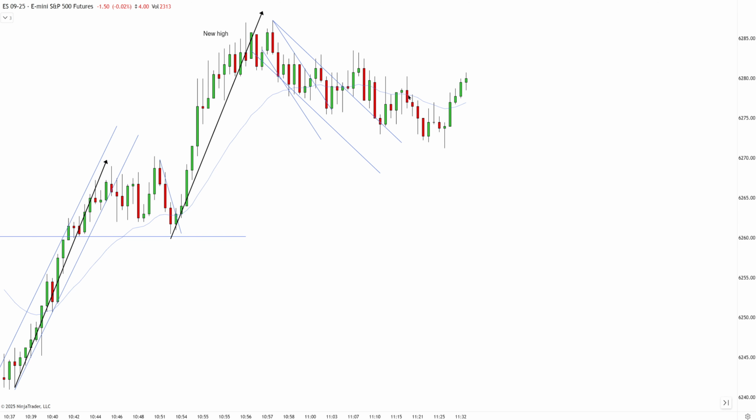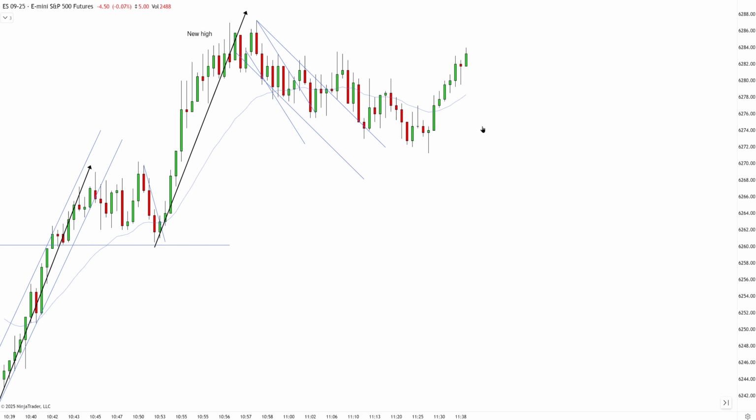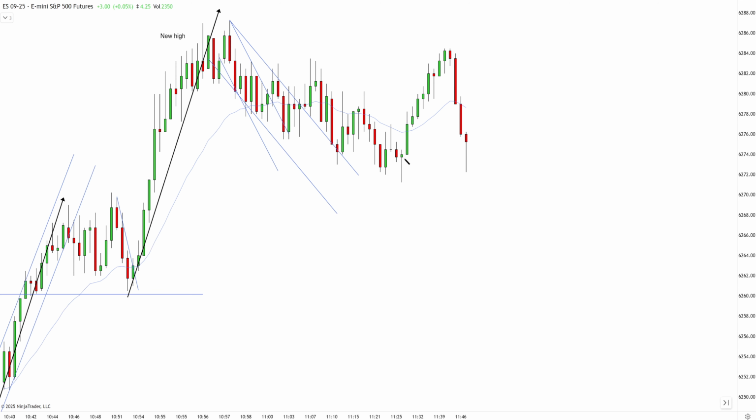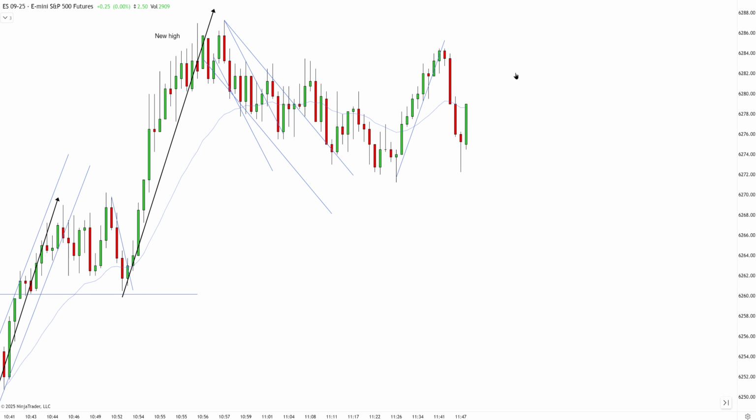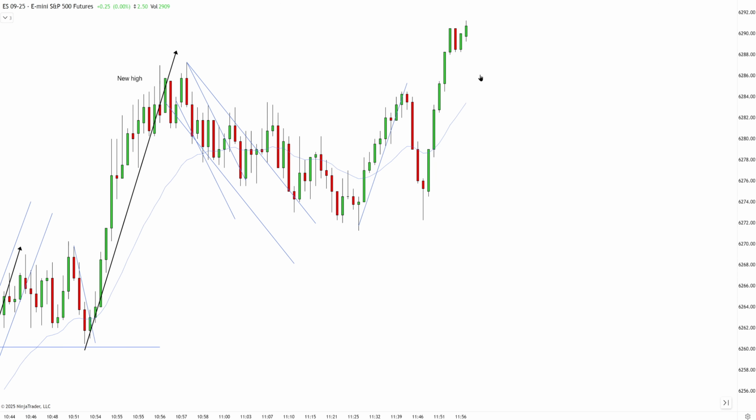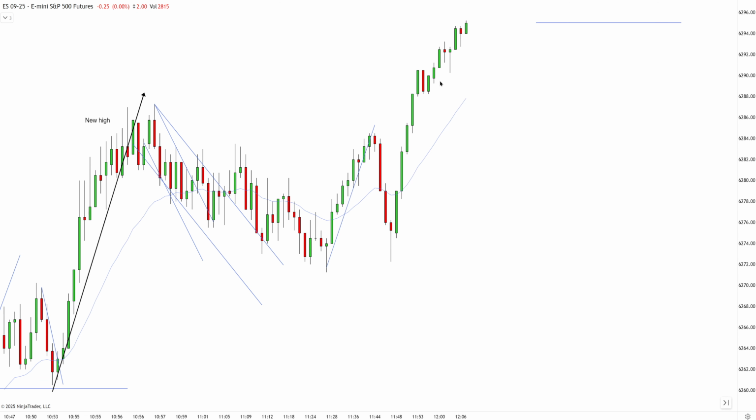It is tempting to take the short, but at the same time, it's very tempting, for example, to take the high low or fade it here. So I don't really like touching this. I need something established. Okay, break down, break up. Price action keeps working higher.